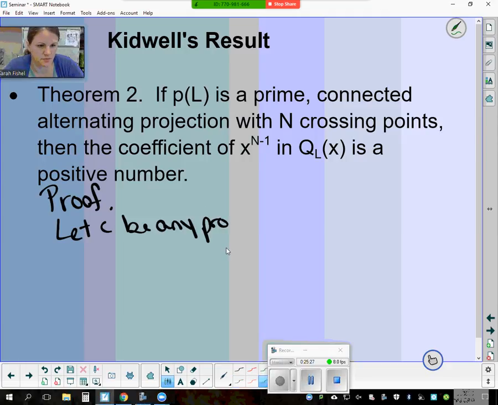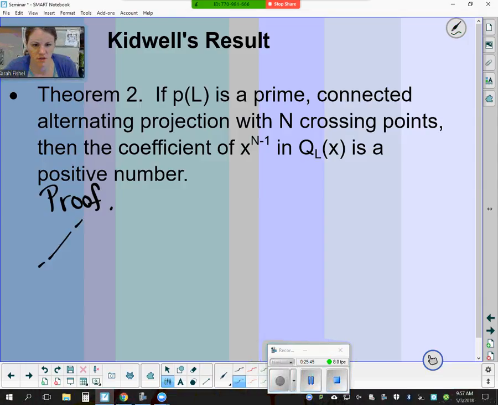Let C be any crossing in our projection, and then we will perform the operations of the skein relation. So our first projection is our L projection, which is our L positive projection. Our L naught projection, I'm going to write these out. I'll have these out on the screen first.